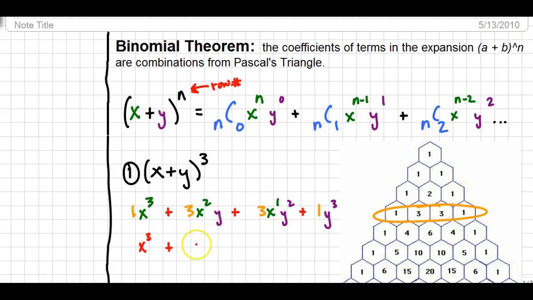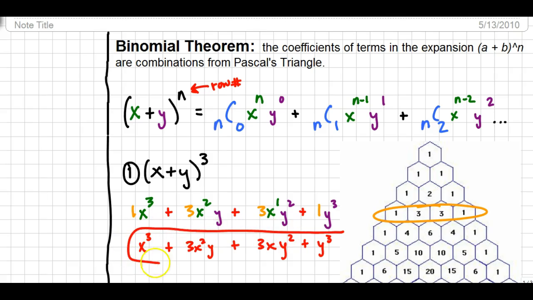1 times x cubed is just going to be x cubed. 3x squared y is not needing to be changed at all, so that's going to stay the same. This one I'm just going to drop the 1. I don't need an x to the 1 there. And then again here I don't need the 1 because 1 times y cubed is simply y cubed. I'm going to go ahead and circle my answer now because it is in standard form.